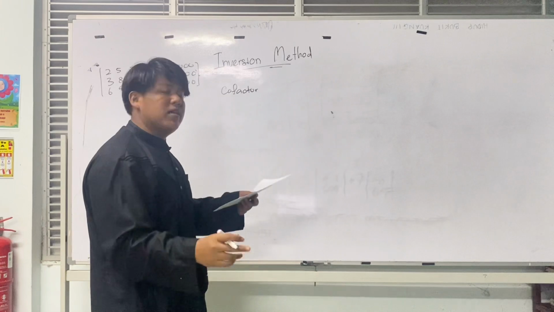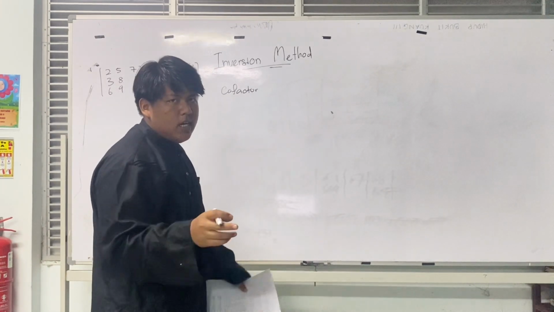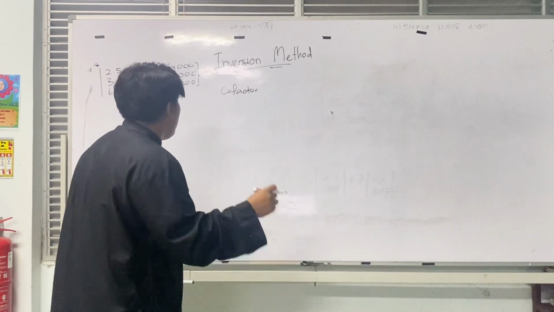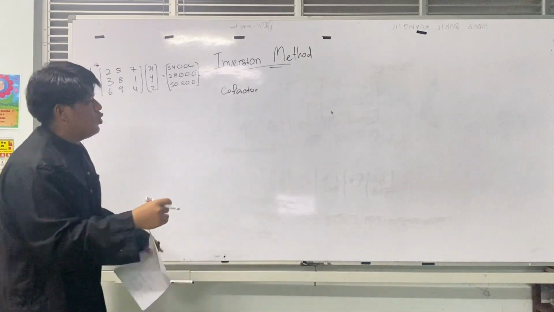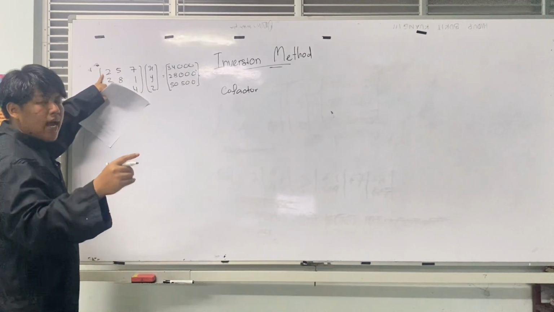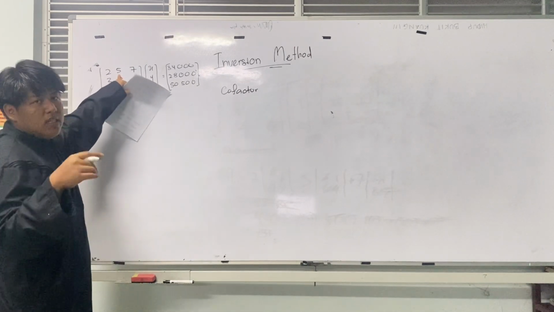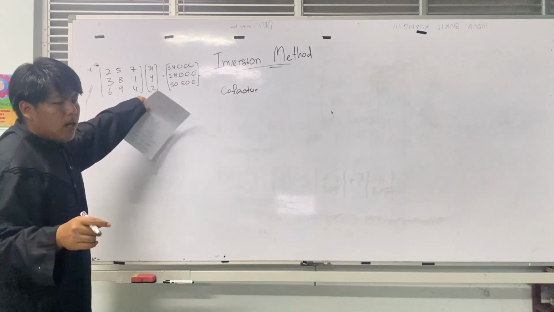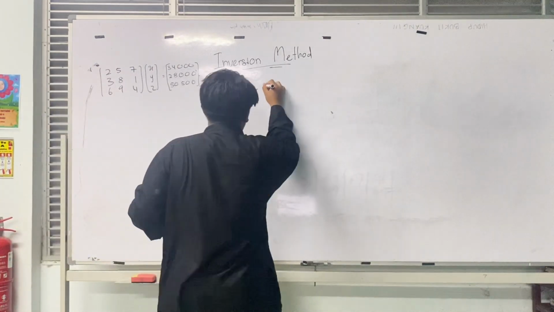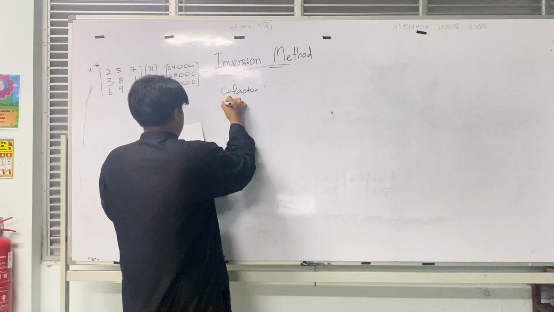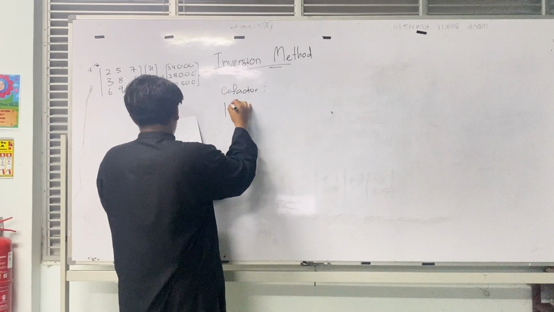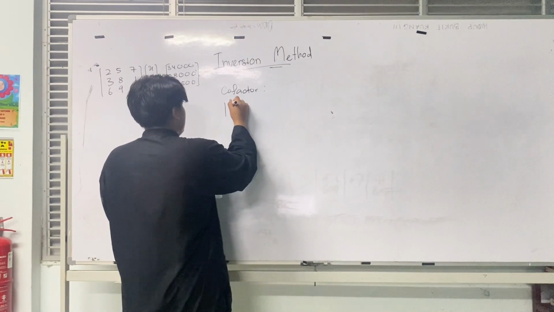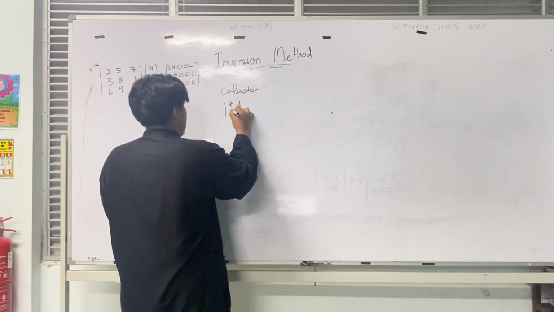Next step, we must find the cofactor. We must find the cofactor by each row and column. So 2 is row 1 and column 1. 5 is row 1, column 2. We must find them one by one. So for row 1, column 1, we have 8, 1, 9, 4.